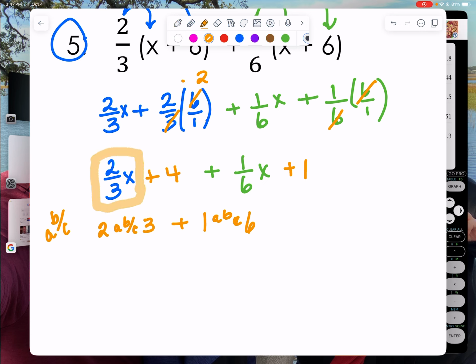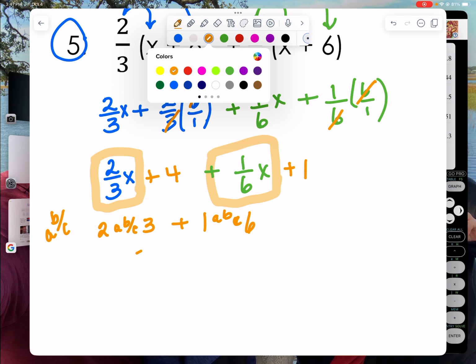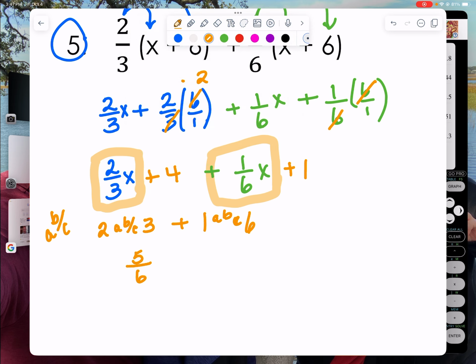combining the 2/3 x and the 1/6 x. So if you put that in your calculator, you're going to get 5/6. So that'll give you 5/6 x. And then let's combine the plus 4 and plus 1. So plus 4 plus 1, that's going to give me plus 5. So my final answer for that is 5/6 x plus 5.